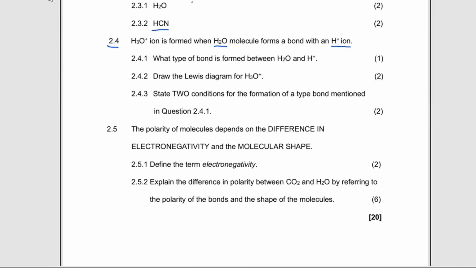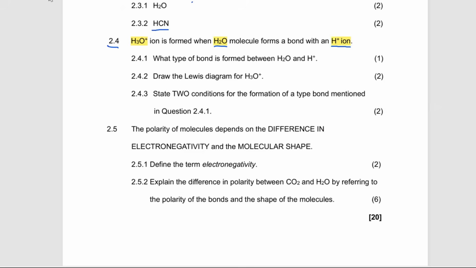So we need the name of the bond, right? If you look at this, it is already an ion. As you can see, H3O plus is an ion. It is formed when an H2O molecule forms a bond with the H plus ion. The H plus ion doesn't bring anything. So the H3O plus is formed after H2O is bonded to what? To this H plus ion. This H plus ion is not bringing any electrons.